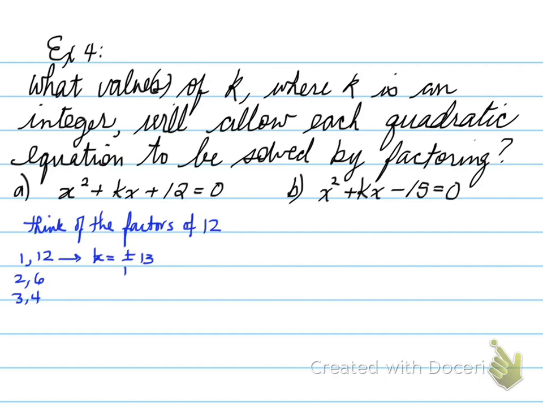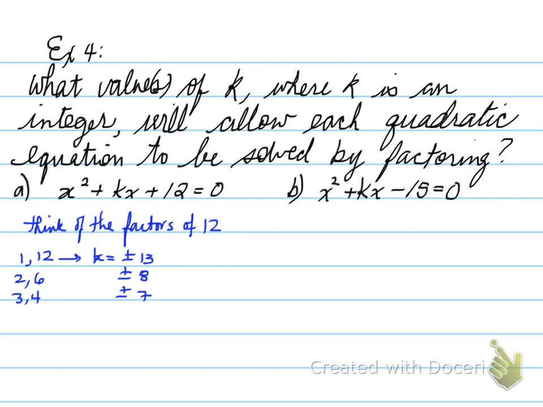2, 6, the sum of those is 8. And if they were both negative, it would be negative 8. 3, 4, the sum of those is positive 7. If they're both negative, it would be negative 7. And that's how you determine the values of k. So why don't you stop the video now and try the same for part B.